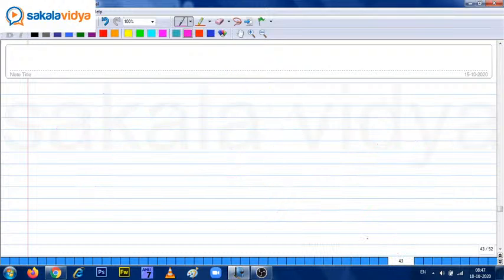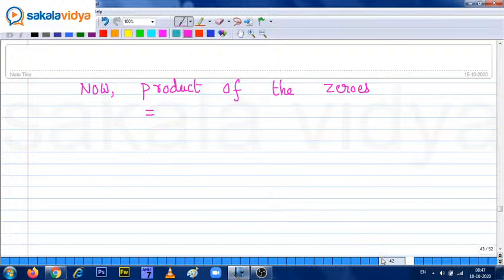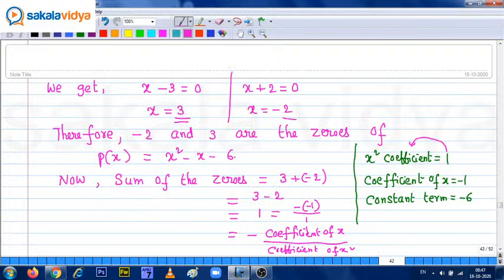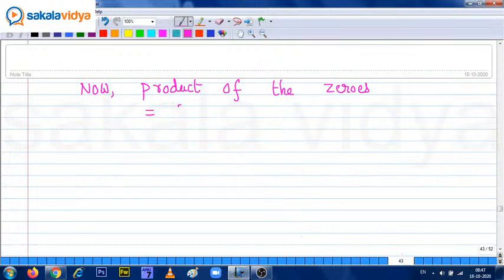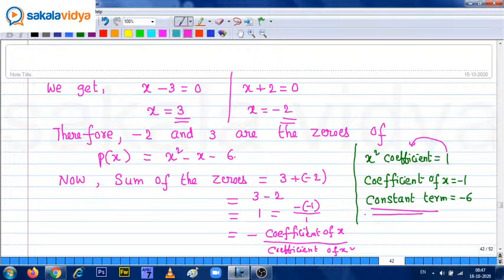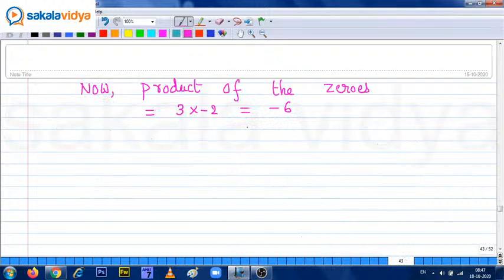So now the product of the zeros. The product of the zeros equals, so what are the zeros now? 3 and minus 2. So we need to find 3 times minus 2. That will be minus 6. Now check here, minus 6 is the constant term. We need to relate the constant term to the coefficient of x square. So for our convenience, this minus 6 can be written as minus 6 upon 1.